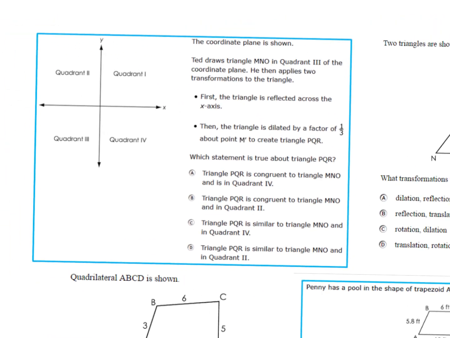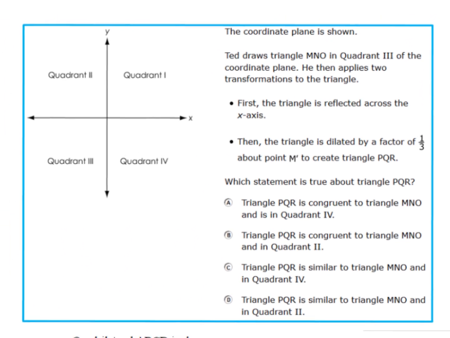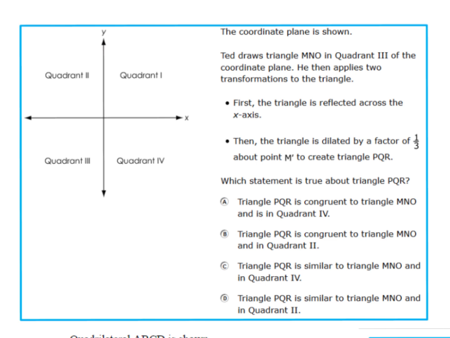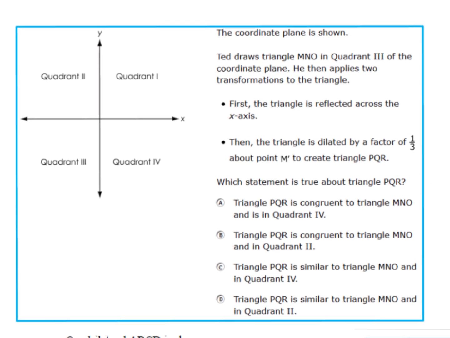Okay, and then moving on. Oh, this one's kind of an interesting one, challenging. All right, let's go step by step. Ted draws a triangle MNO in quadrant 3. So I'm going to draw a triangle down in here, and you can do that on your paper too. MNO. All right, he applies two transformations. So first, he's going to reflect it across the x-axis. Okay, so then it would look like this.